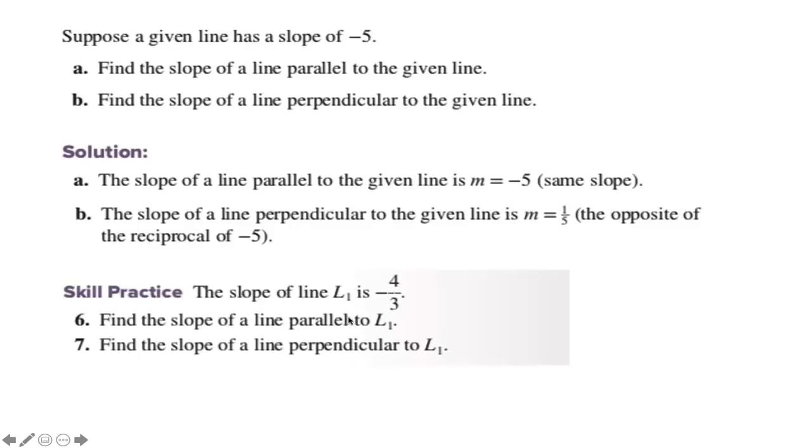So that's another example. If the slope of a line is negative 4 over 3, a parallel line would have the same slope, negative 4 over 3. But the slope of a line that's perpendicular to that would be positive 3 over 4. Negate, and then flip.